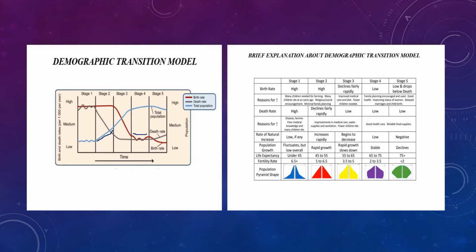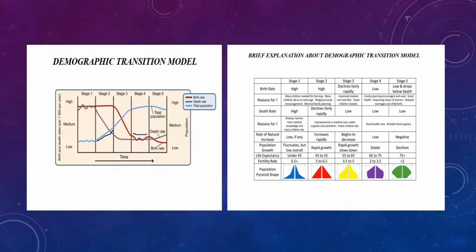Fine. The main reasons behind the low birth rate are family planning encouragement, and people are using family planning methods, good health, improving status of women, delayed marriage and childbirth. Late marriages are also responsible for lowering the birth rate. The death rate is also at a lower level. Here you can see there is no fluctuation in the death rate. It is moving very gently. The graph of the death rate is moving very gently.